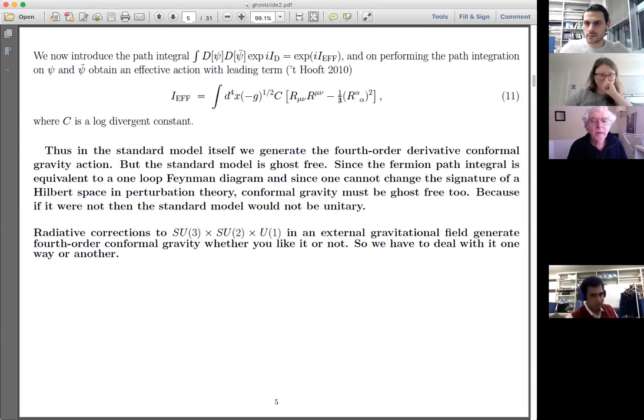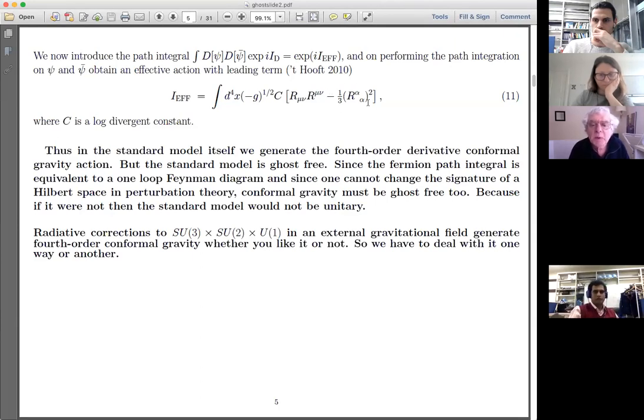However, we now have to ask, well, is there a ghost here? Well, we started out with a Dirac action, which is the standard model, and the standard model is ghost-free. So there was no ghost before we did the fermion integration, but a path integral over the fermions is equivalent to a one-loop Feynman diagram. And you can't change the signature of a Hilbert space in perturbation theory. So conformal gravity must be ghost-free.